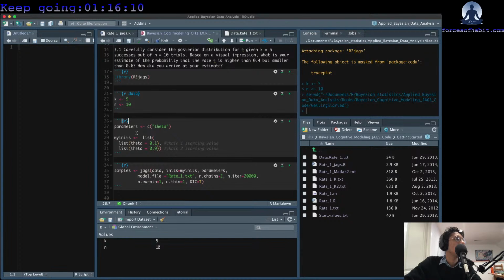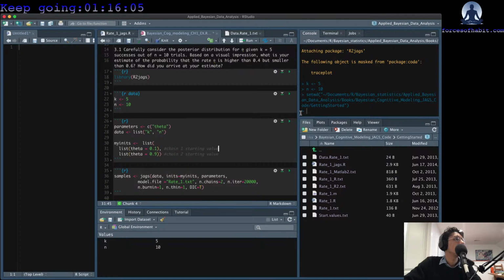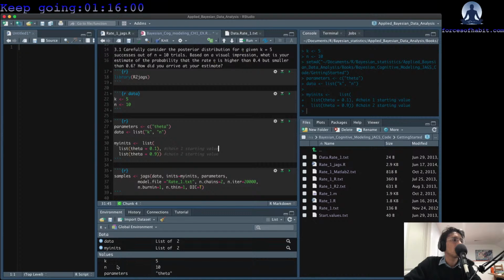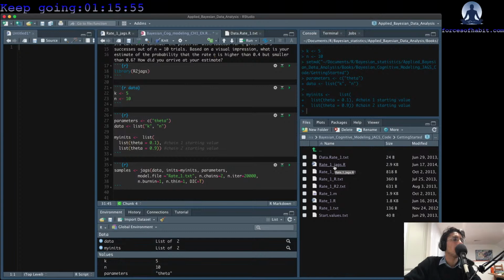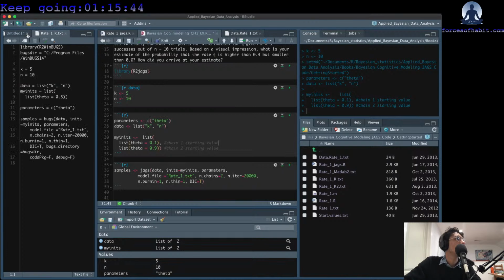Values, but it doesn't know what data is, so this is data. So now we have our data, initials, values. And now we just have to look at the model itself. This one? Yep. Cool, so let's break down what this says. This is important.